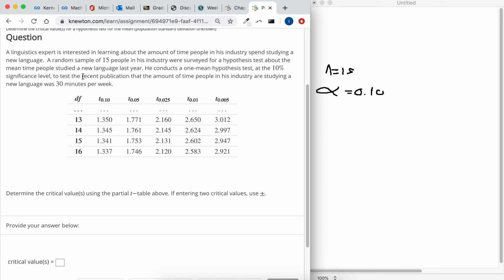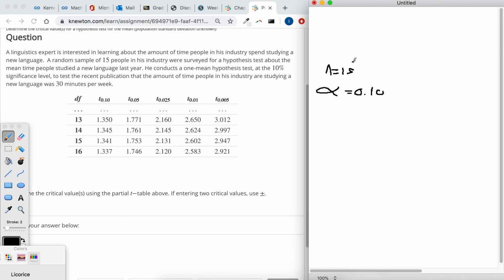To test the recent publication that the amount of time people in his industry are studying a new language was 30 minutes per week. None of this indicates a one-tailed test. So I think we have to assume it's two-tailed. Let me read it one last time here. Yeah, so none of this tells us that it's a one-tailed test.